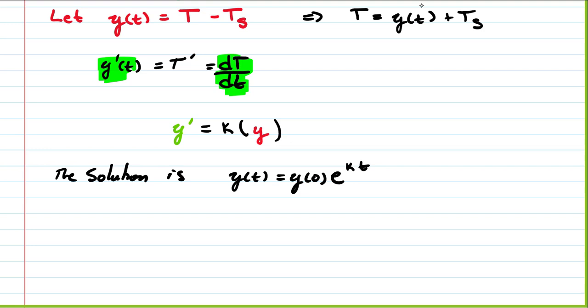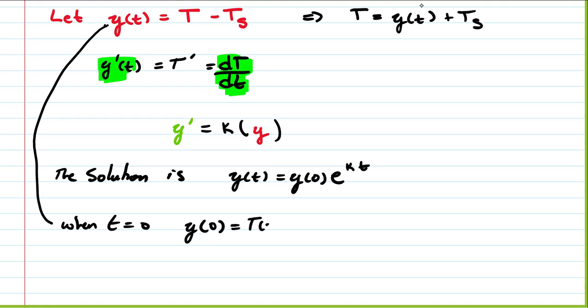But now we need to get back to the original problem that we started with. Because we didn't start with y, we started with T's, right? So now we need to do some substitutions. So the first thing we're going to note is that y of t was equal to this. So when t equals 0, we have y of 0 is equal to T of 0 minus T sub s. So that's going to be this right here.